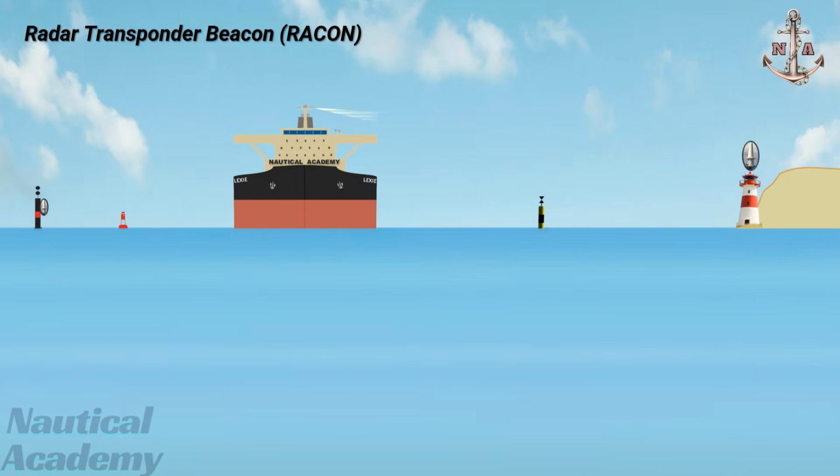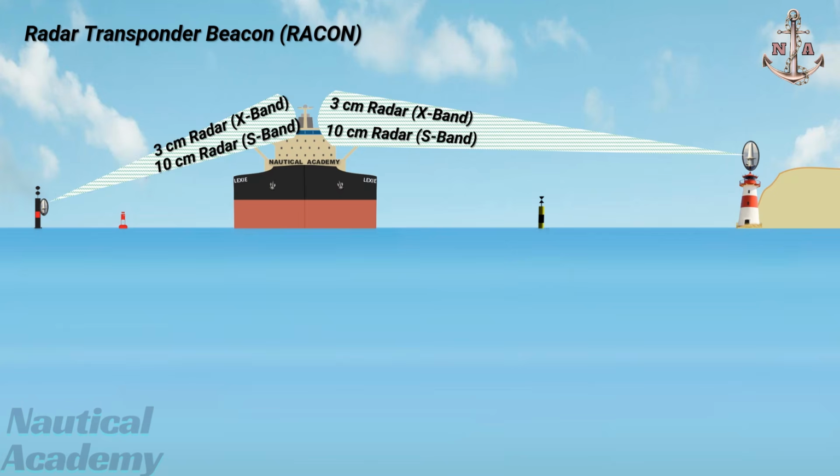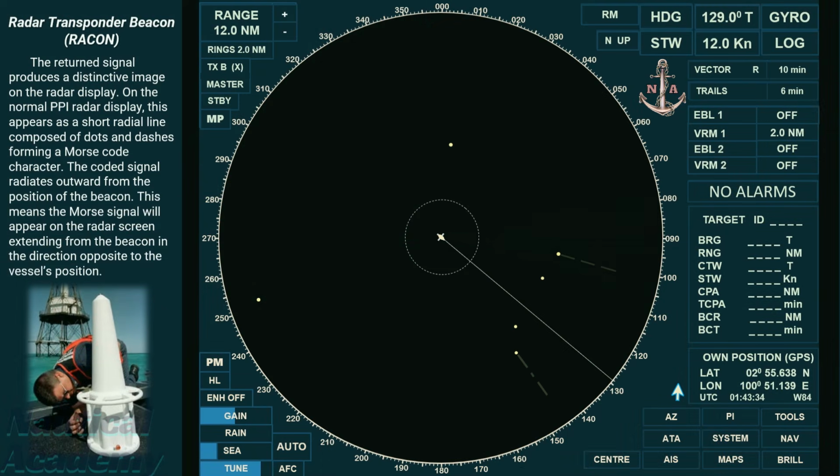When a RACON receives a radar pulse, it automatically responds by transmitting a signal on the same frequency band as the interrogating radar. This may be 3 cm radar, known as X-band, or 10 cm radar, known as S-band, or in both wavelengths. The return signal produces a distinctive image on the radar display. On the normal PPI radar display, this appears as a short radial line composed of dots and dashes, forming a Morse code character. The coded signal radiates outward from the position of the beacon.